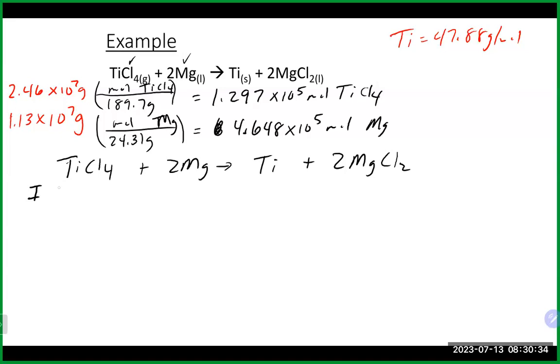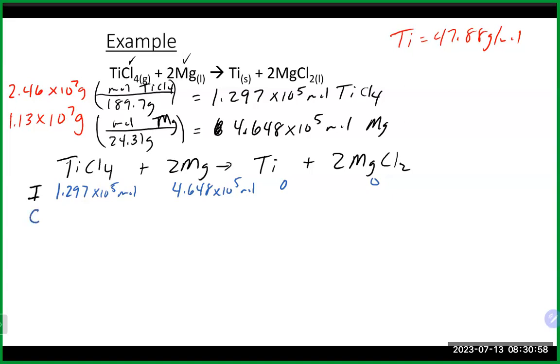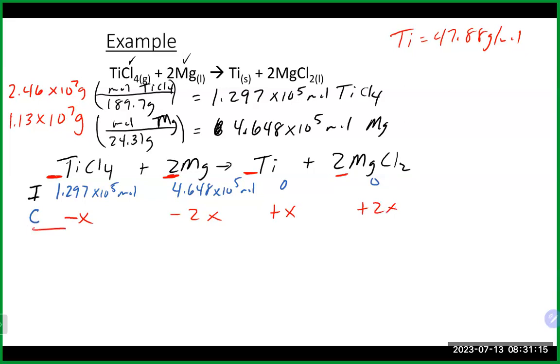Bigger numbers here than usual, but 1.297 times 10 to the 5th. And for our magnesium, 4.648 times 10 to the 5th. And again, we're going to basically zero out our product side. Now, the change part of the table is really important because it does the stoichiometry for you. So our change here, we're going to go with minuses on our reactant side. That's going to be minus X because the coefficient is 1. That's going to be minus 2X because the coefficient is 2. This will now be pluses on the product side. Coefficient is 1, so it'll just be plus X, and plus 2X here. Once again, the coefficient is 2.